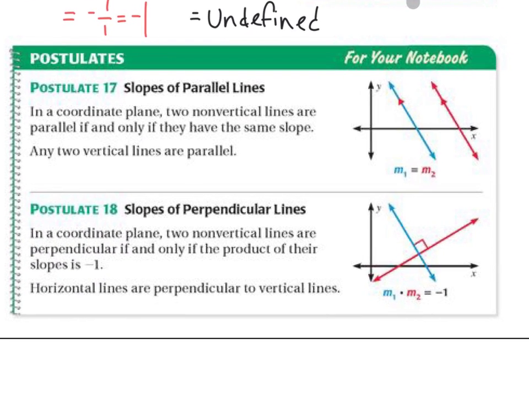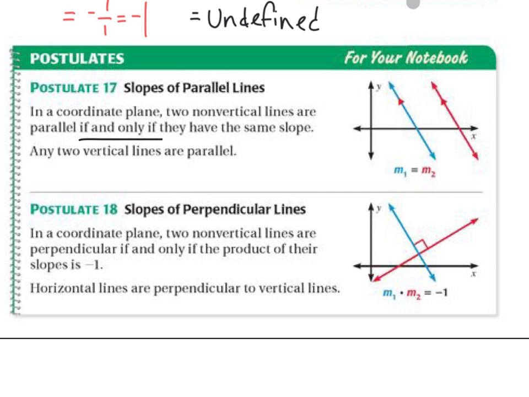In a coordinate plane, two non-vertical lines are parallel if and only if they have the same slope. So key here, this is a biconditional. They will be parallel if they have the same slope. So if they both have -2 or +5 or 2/3, but the slopes have to be the same.